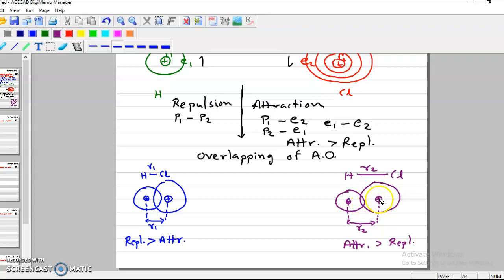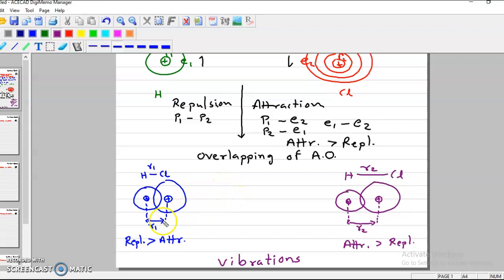But in this case, because of more attraction, they will come closer and they will reach R1 distance. Their repulsion is greater than attraction. So again, they will move to R2 distance. From R1 to R2 and R2 to R1, they keep on moving and this is known as vibrations. So atoms continuously vibrate. They will never be stationary. Okay.